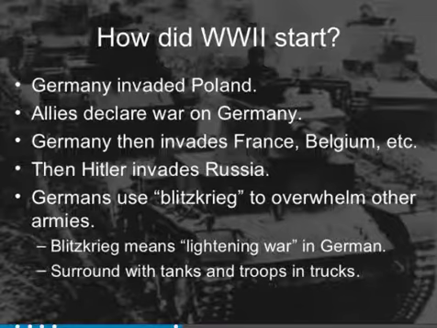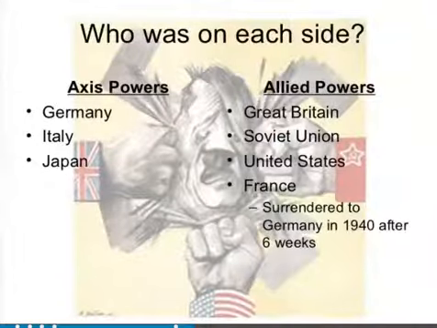So, how did World War II start? Germany invaded Poland, the Allies declared war on Germany, and Germany then invaded France and Belgium. Then Hitler invaded Russia. The Germans used blitzkrieg to overwhelm other armies, a lightning war, surrounding them with tanks and troops and trucks and stuff like that.